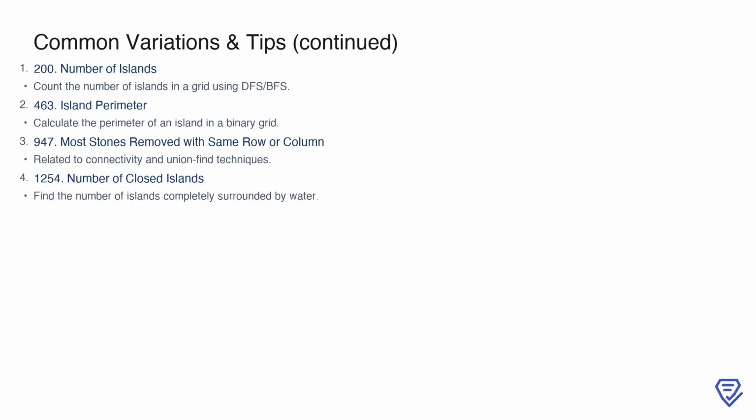To deepen your understanding of this problem, it's helpful to explore related problems. For example, problem number 200, number of islands, asks you to count islands in a grid using DFS or BFS. Problem number 463, island perimeter, focuses on calculating the perimeter of an island within a grid. Problem number 947, most stones removed with same row or column, involves connectivity concepts and union find techniques. Lastly, problem number 1254, number of closed islands, challenges you to count islands completely surrounded by water. These problems share similar themes and can strengthen your grasp of grid-based algorithms and connectivity logic.